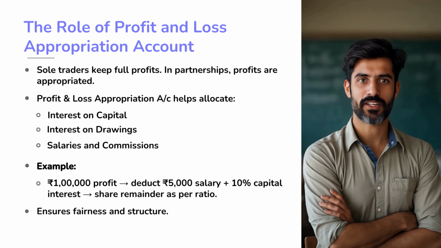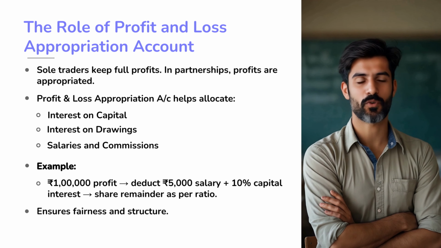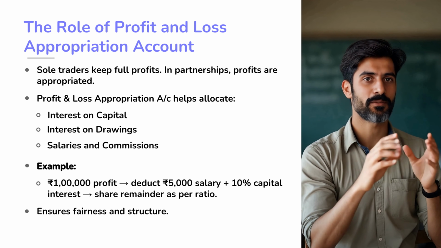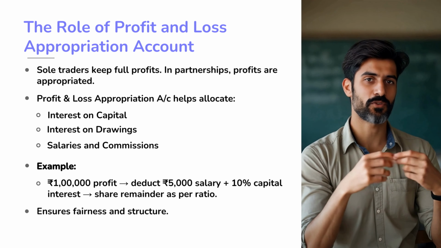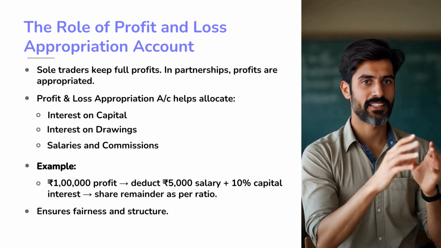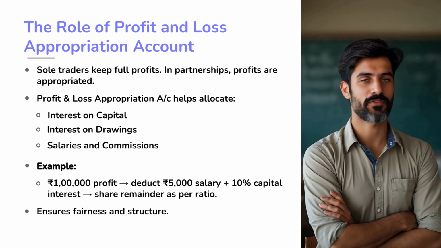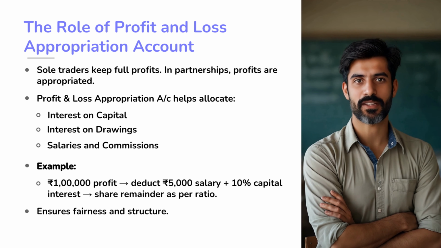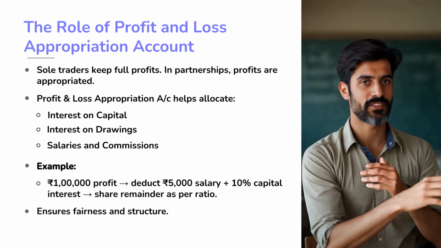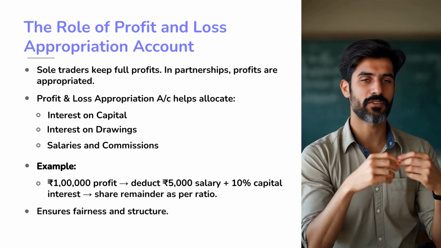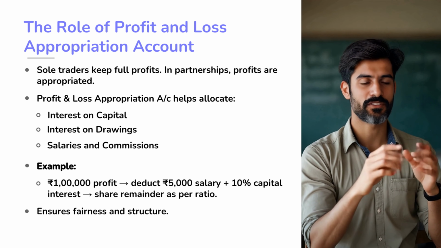In a sole proprietorship, profits go straight to the owner. But in a partnership, it's not that simple. That's why we use the Profit and Loss Appropriation Account, a special account that tells us how to divide the firm's profit among the partners. Here's what it handles: interest on capital, reward for investing money. Interest on drawings, charge for using firm's money. Salaries and commissions for partners who manage operations.